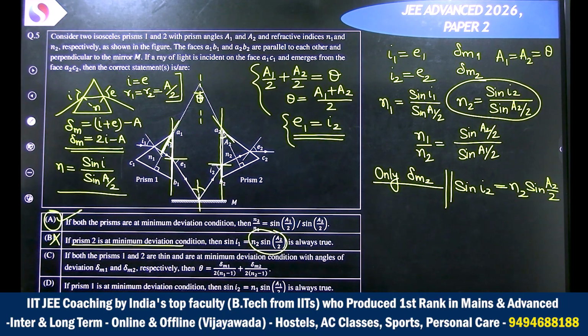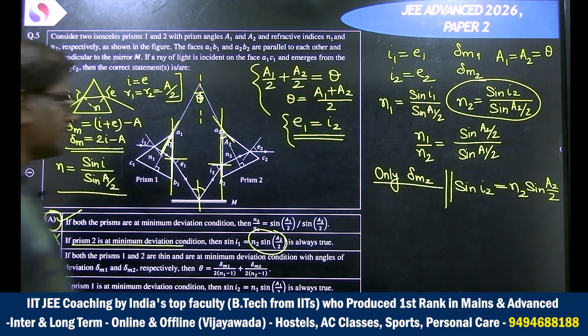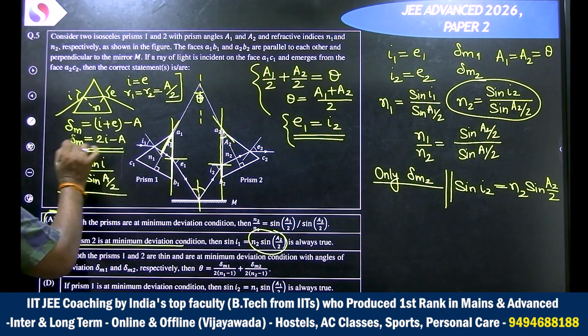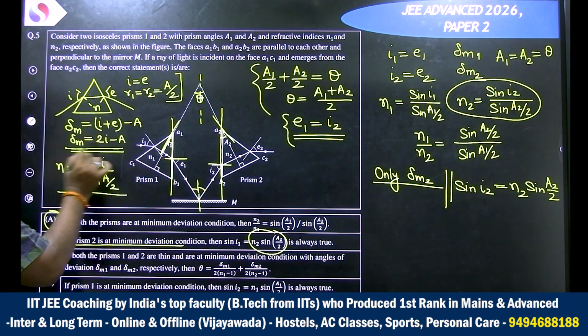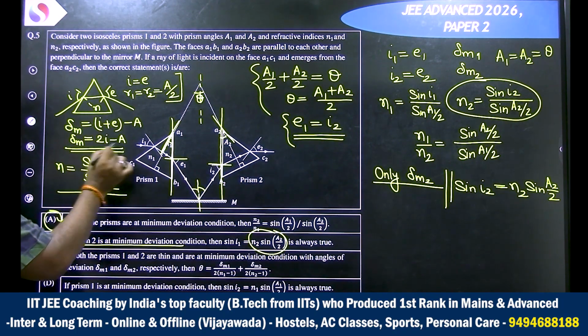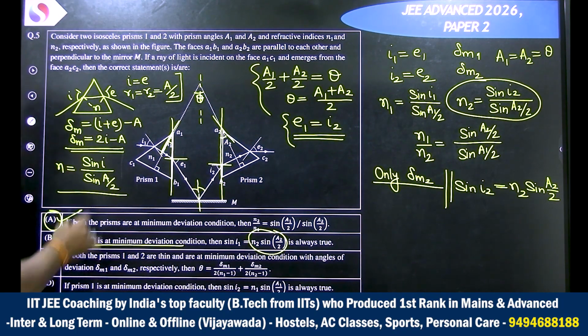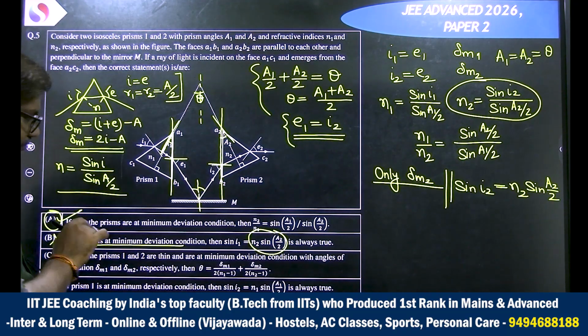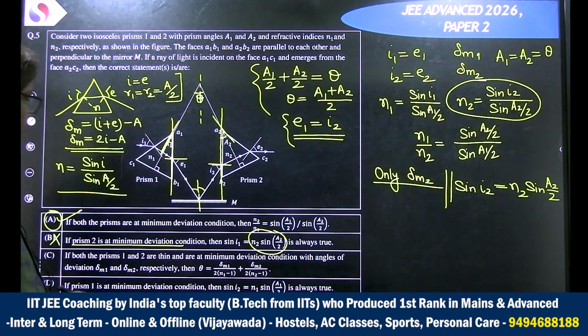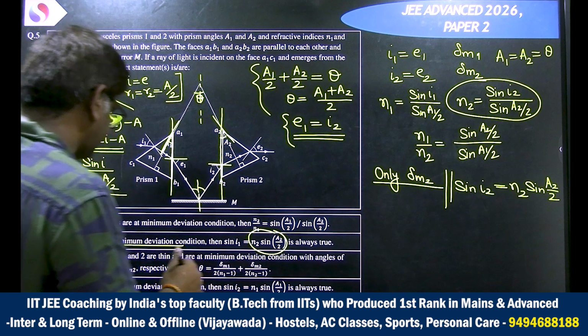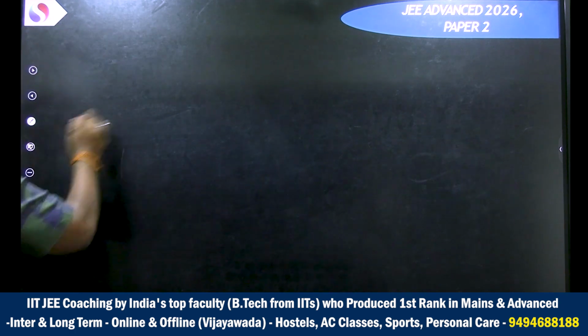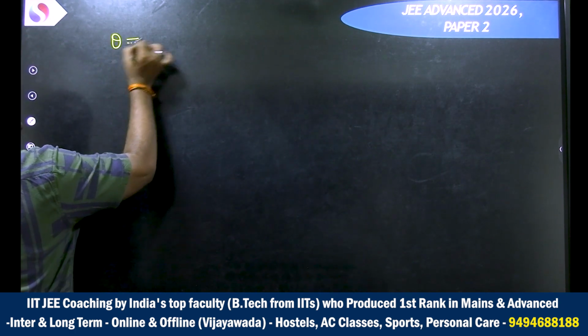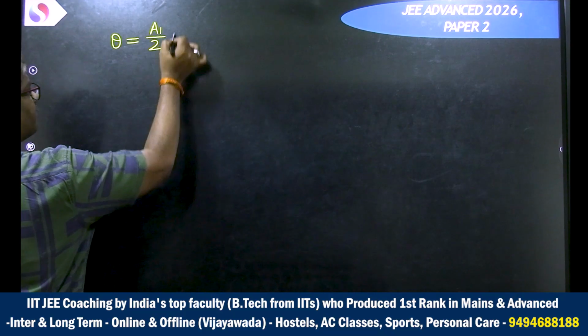Option C, what are they talking about? The angle, the minimum deviation. So theta they are talking about. As I told you, the minimum deviation you can write in this way. That means from here, you can write this I as delta M. So here, theta, as I told you, what is theta? Theta is A1 by 2 plus A2 by 2.